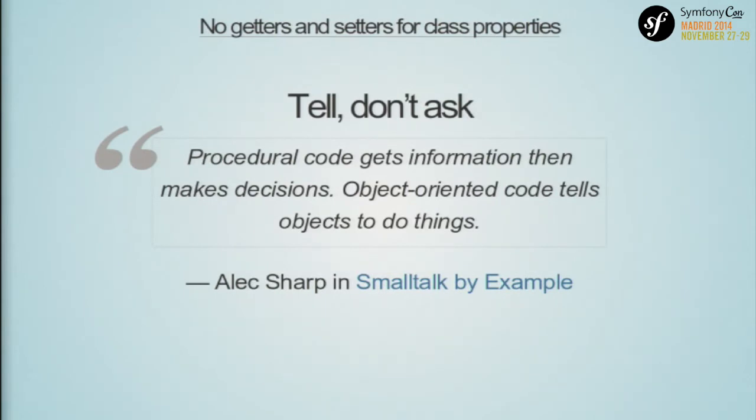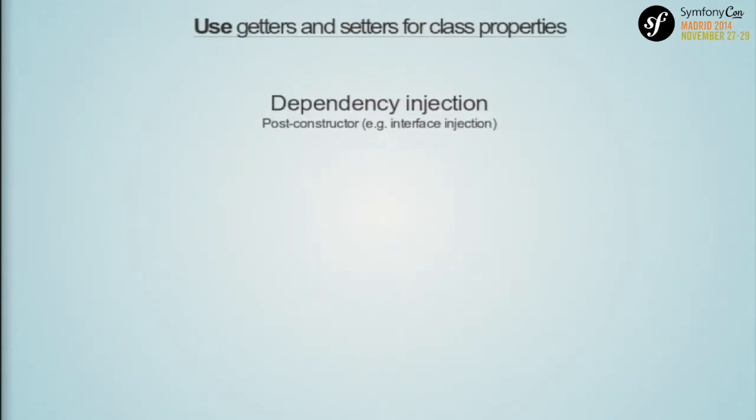Smalltalk is a very pure, abstracted, object-oriented language. Alex Sharp is one of the authors of a Smalltalk book, and his sentiment was that in procedural code, yes, you go and you call getters, you get access variables, and then you make decisions about them outside. But if it's object-oriented code, you should be telling the objects what to do with themselves, instead of doing the decision-making outside. And this kind of goes hand in hand also with, by following this, you're less likely to put more behavior in your controllers as well, because you'll have to use your services for them.